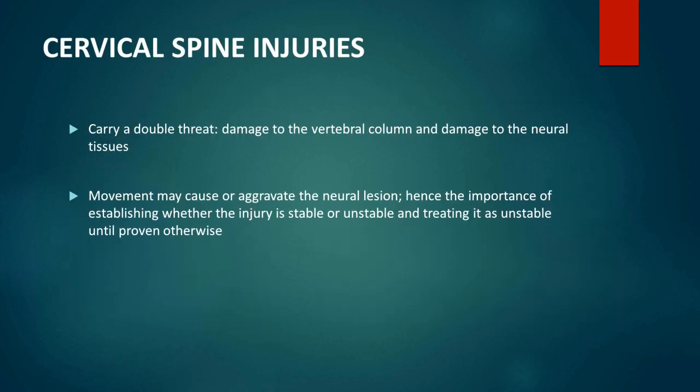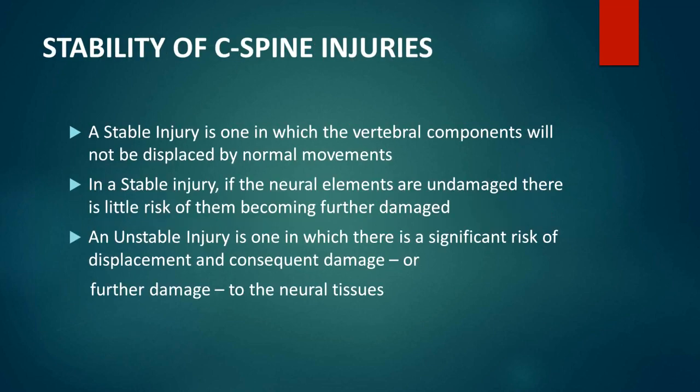Cervical C-spine injuries carry a double threat. So you can damage not only the vertebral column, but you also can damage the spinal cord there. Movement may cause or aggravate neural lesion, hence the importance of establishing whether the injury is stable or unstable. And we should assume that all cervical spine fractures are unstable until proven otherwise.